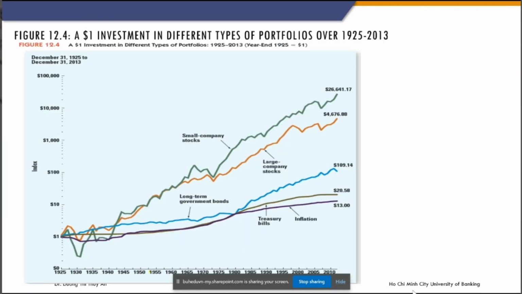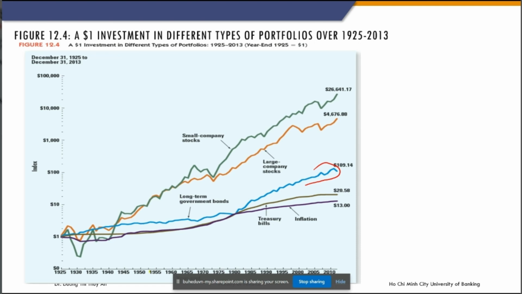Okay, from this figure, we see that small company stock is much more profitable than large company stock or long-term government bonds. But the price you have to pay is the volatility. Small company stock, you see the green line is very volatile. In comparison, the long-term government bond, the blue line, is quite smooth, right?